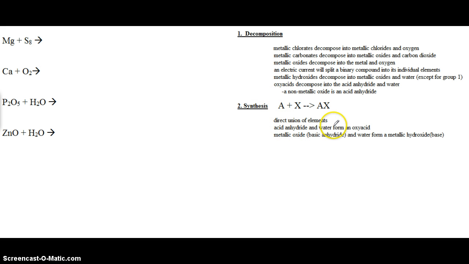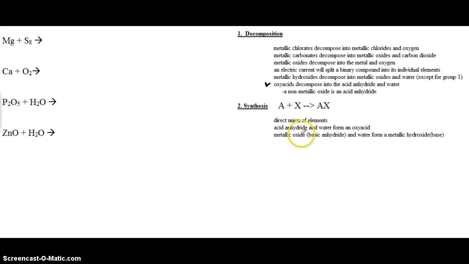Acid anhydrides and water form an oxyacid. Notice that's the exact opposite of this one right here, that oxyacids decompose into acid anhydride and water. Remember that acid anhydride is simply a non-metal oxide, so if I have a non-metal oxide in water, it's going to form an oxyacid. An oxyacid is an acid with an H. Acids have that big H at the beginning, and then it's going to have one of those oxyanions, sulfate, nitrate, phosphate, that sort of thing. We'll do that in just a moment.